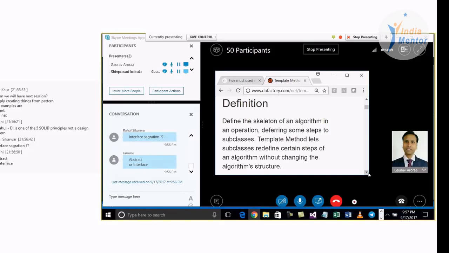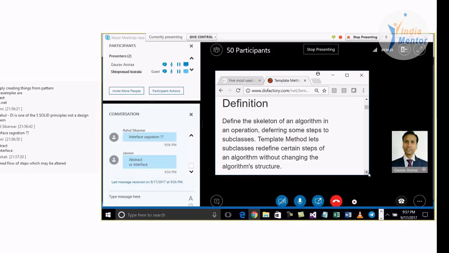Abstract and interfaces are object-oriented programming concepts. Here, a design pattern is some kind of a solution which takes interfaces, which takes classes, which takes things together and gives you a solution. So design patterns are not object-oriented programming principles, right? So what can you understand from this small paragraph here?